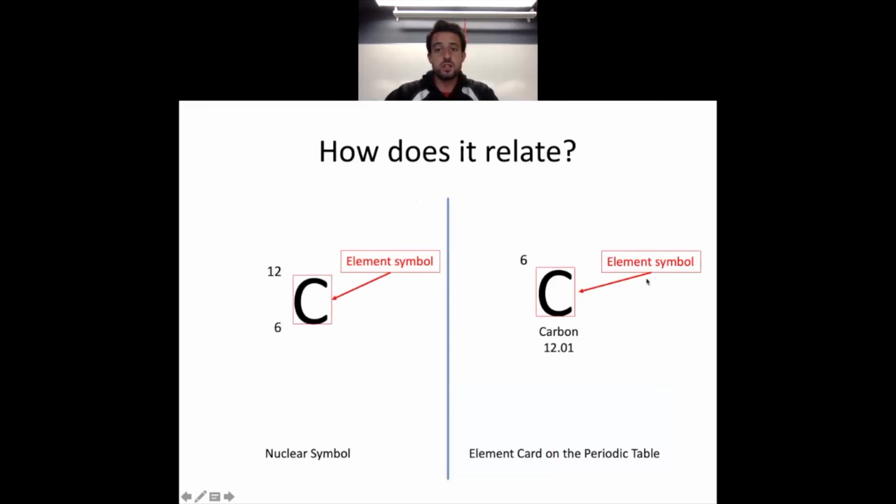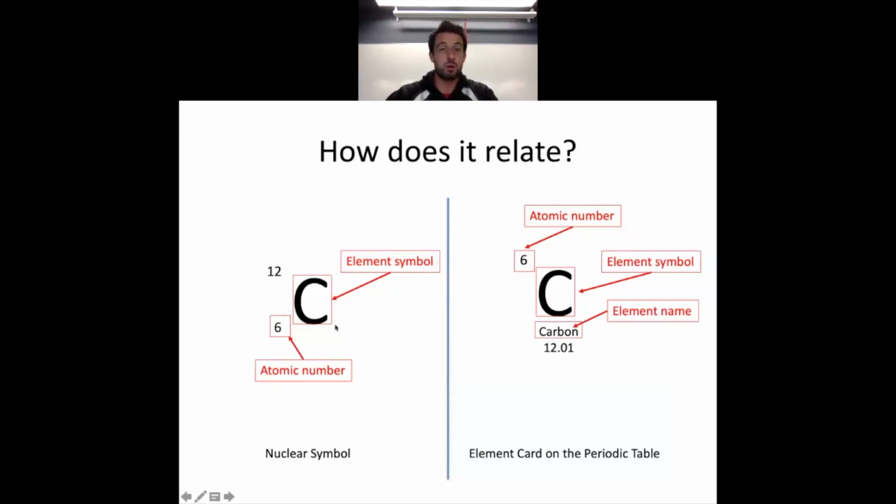The element symbol is the same for both. They're both carbon, and they're both in the same place. The atomic number is in two different places, though. For the nuclear symbol, the atomic number is in the bottom left corner, whereas on your periodic table, your atomic number will be in the top right corner. Also, your periodic table tells you what the name is, always. You don't have to write the name down here.